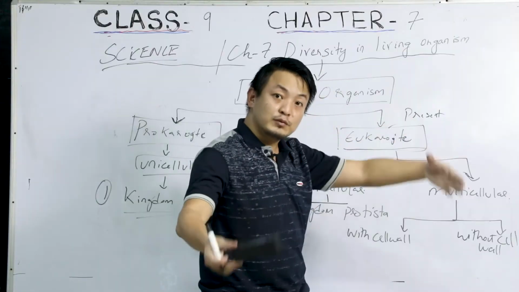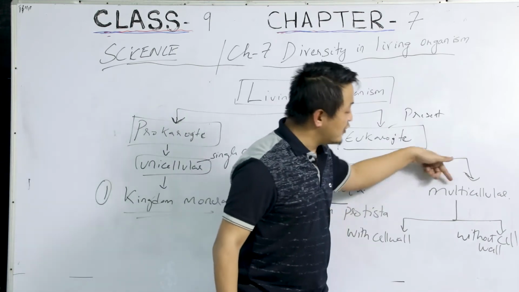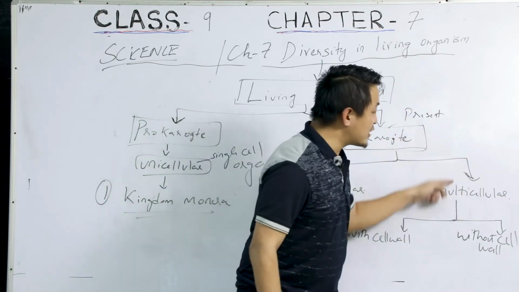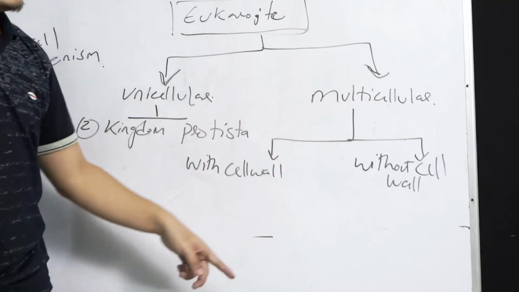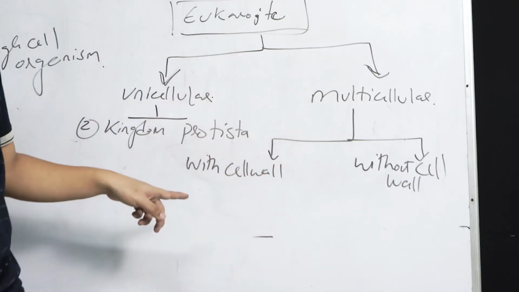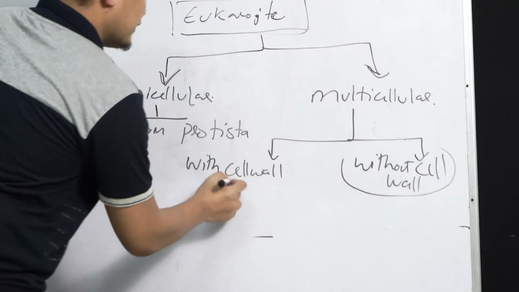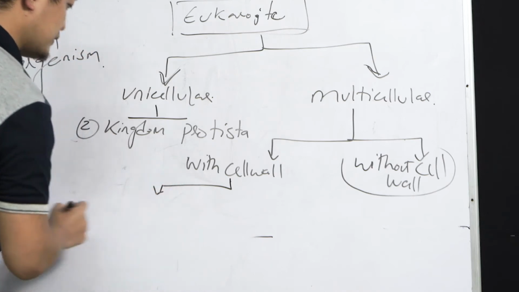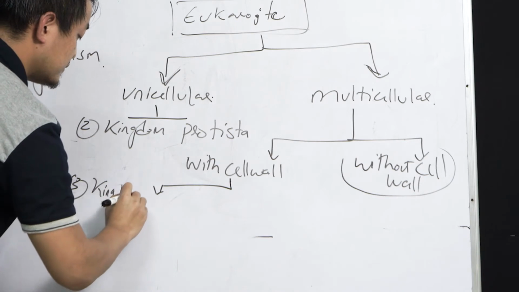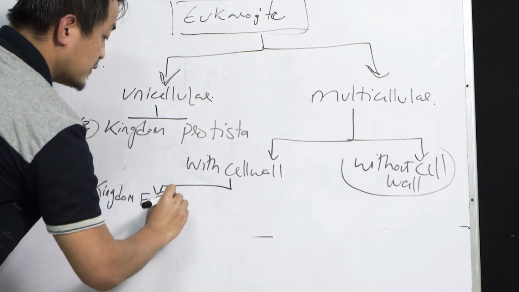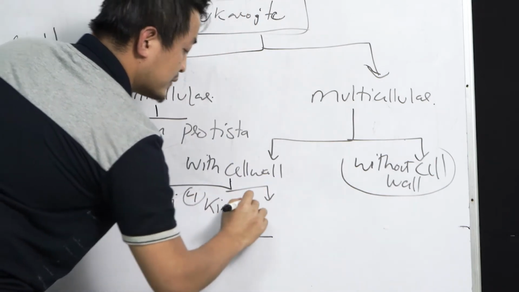Under multicellular, we human beings fall under this multicellular, okay? We are not made up of just one cell. We are made up of many cells, okay? So we fall under this category. But even under the multicellular, again, we have two types. There is without cell wall and with cell wall. So in our cells, the cell wall is absent, okay? So with cell wall means we have kingdom fungi and kingdom, the fourth one, Plantae.